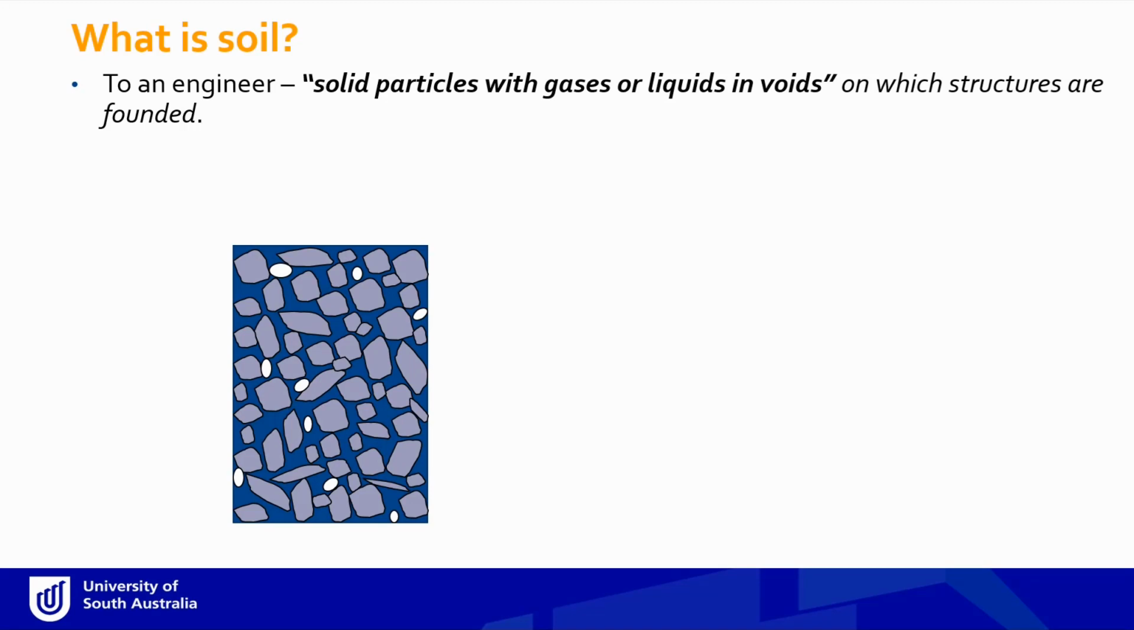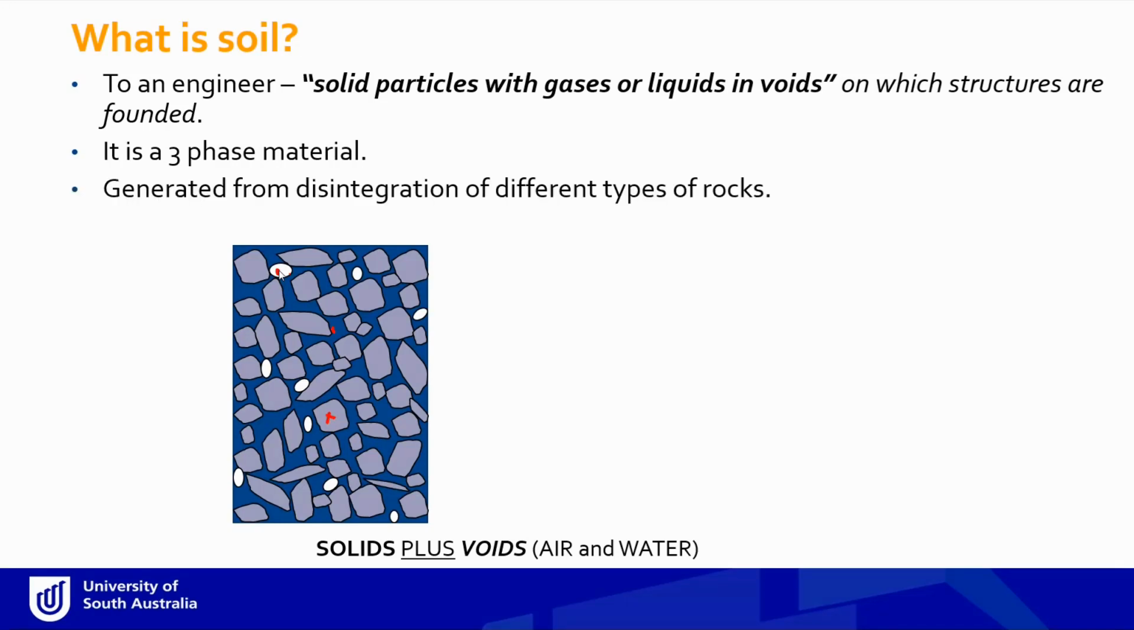Now, under a microscope, a soil might look like this. These gray bits are soil solids, the blue bits are water, and the white bits are gaseous, basically air. We call it a three-phase material, basically the solid, water, and air, the three different phases of this material. And it is generated from disintegration of different types of rocks.